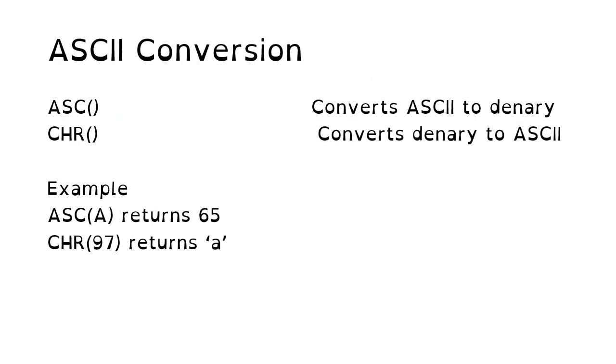ASCII conversions. Not really sure when you'd ever use this, but it's nice to know you can if you ever need it. So to convert ASCII to its denary value, we have ASC. Then to do the other way around, we have CHR to convert denary to ASCII. In the example, we have A, and if we type that in, it will return the value of 65. In the next example, we have character 97, and we'll be given back lowercase a, as 97 is a in ASCII.